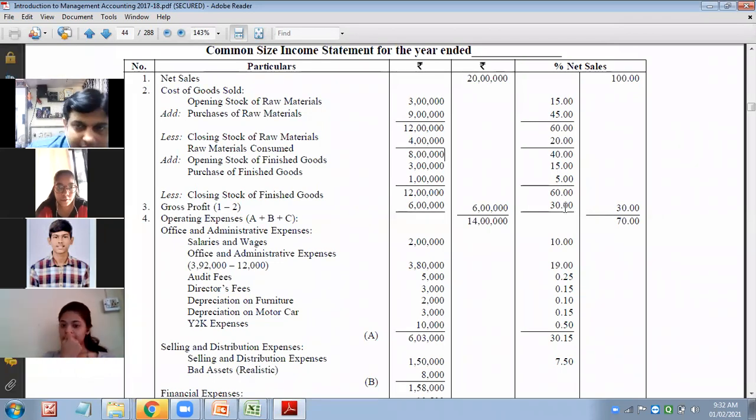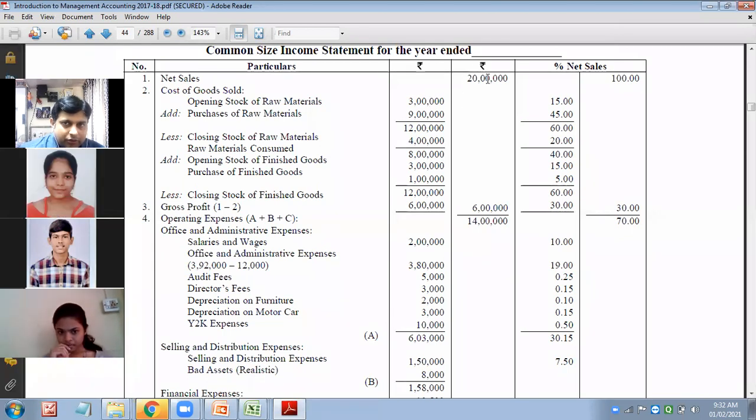For better presentation, you can write the inner column percentage here and the outer column percentage here. These are the amounts of the inner column. So 20 lakh, 3 lakh will be how much percentage of 20 lakh? It is 15%. 9 lakh is how much? 45. Just now you are doing. Yes or no?